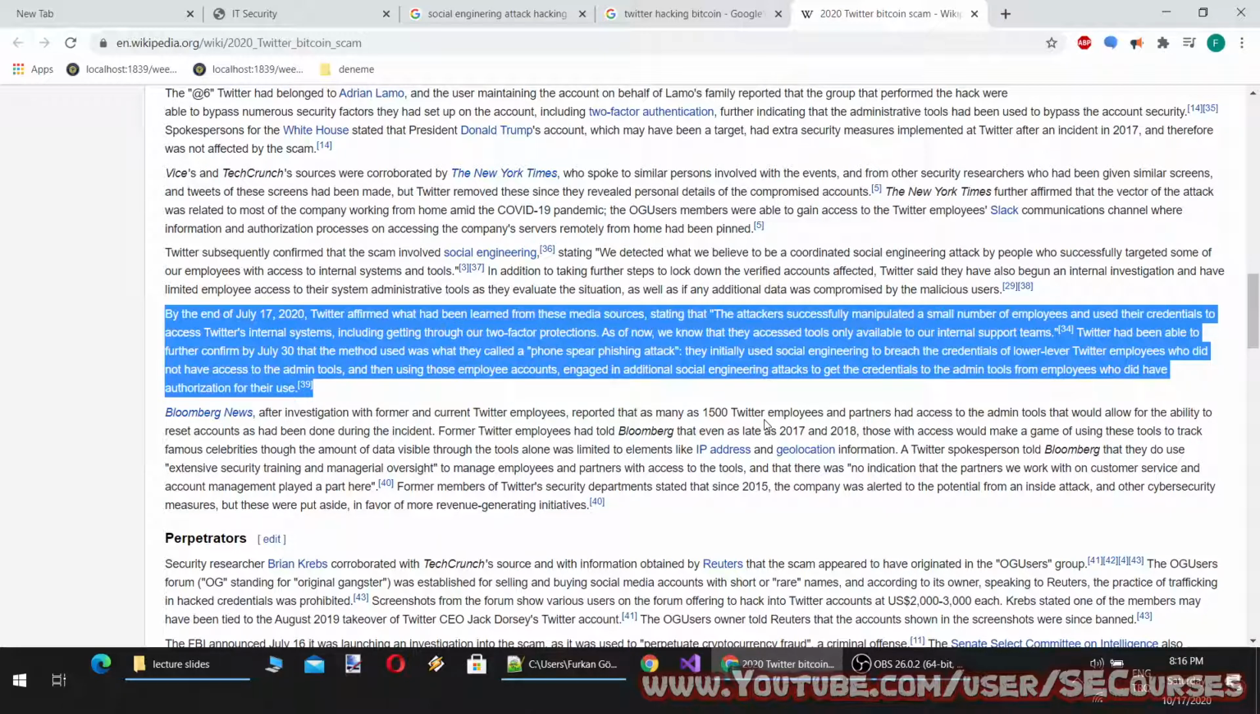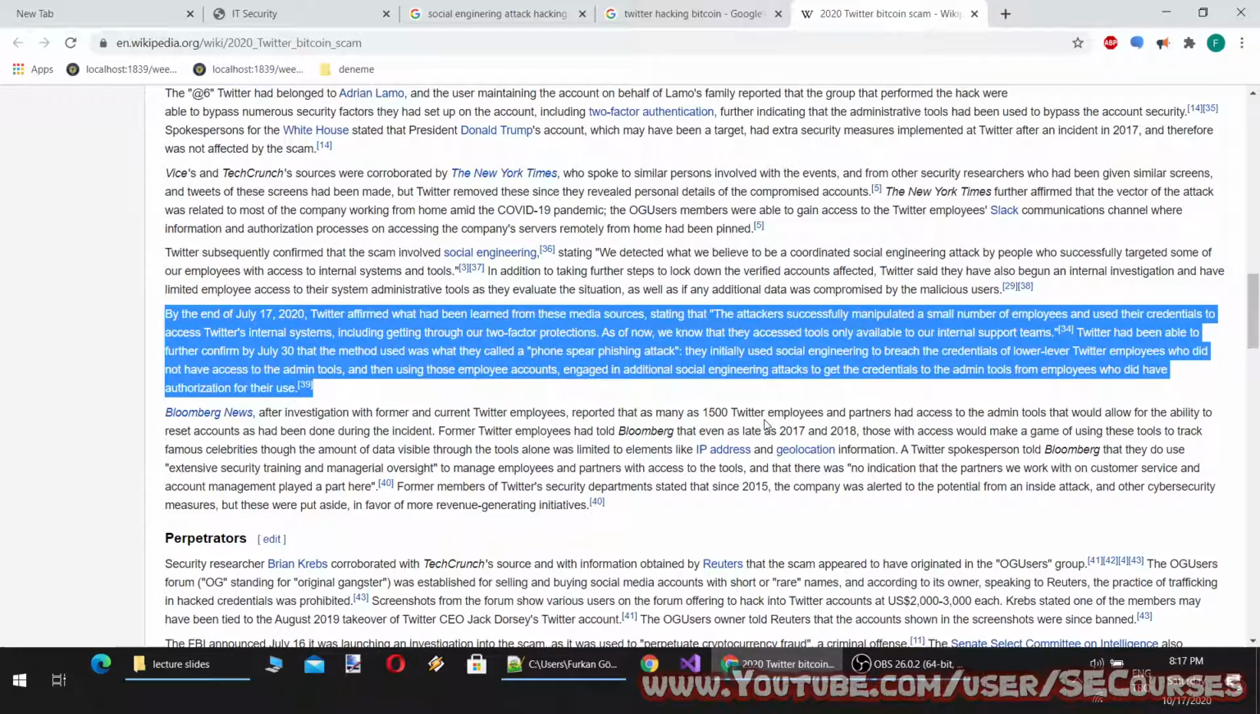Twitter had been able to further confirm by July 30 that the method used was what they called a phone spear phishing attack. They initially used social engineering to breach the credentials of lower-level Twitter employees who did not have access to the admin tools, and then using those employee accounts, engaged in additional social engineering attacks to get the credentials to the admin tools from employees who did have authorization for their use. So you see, it is a real hacking that happened in 2020.